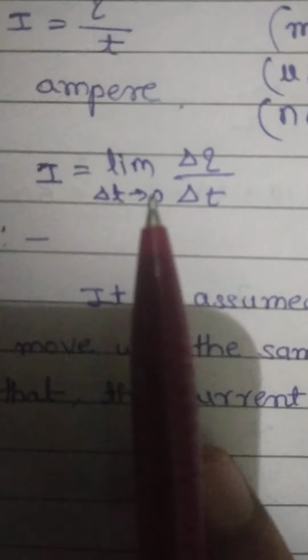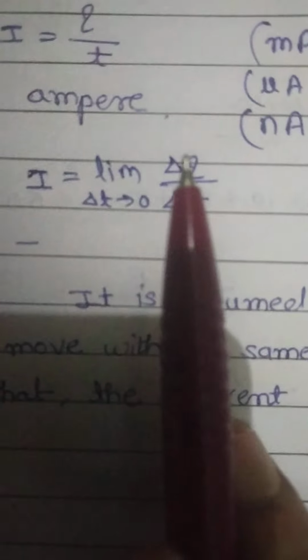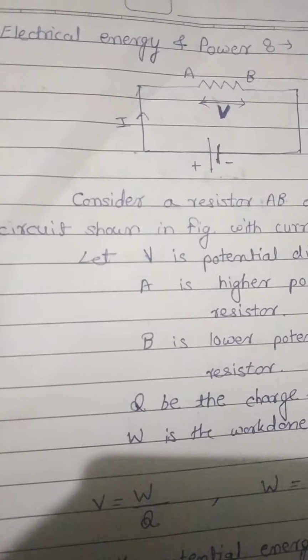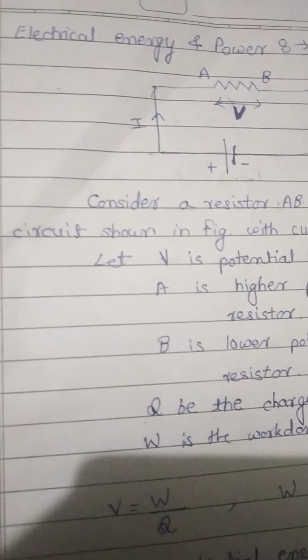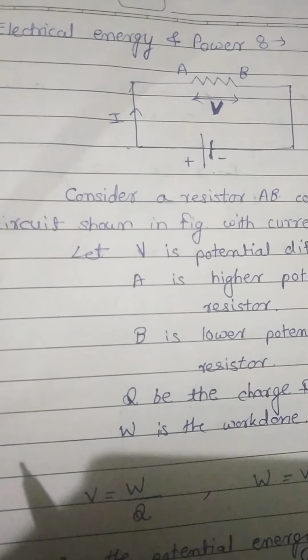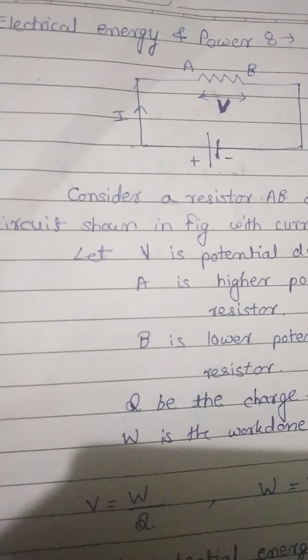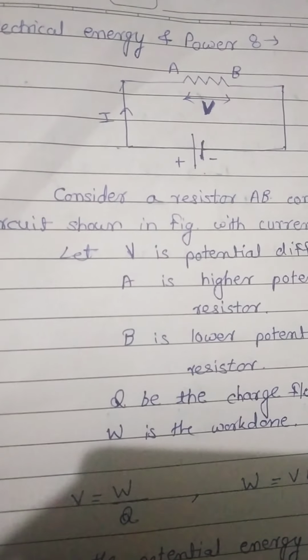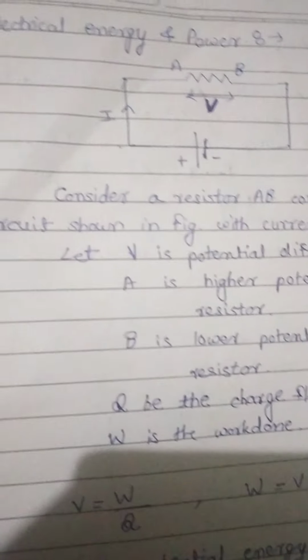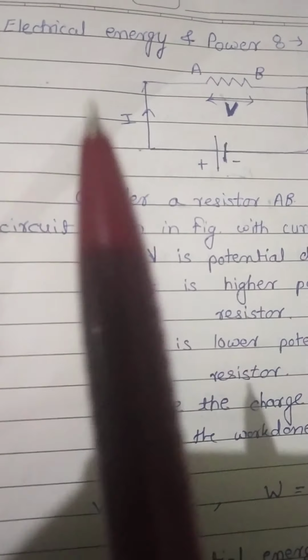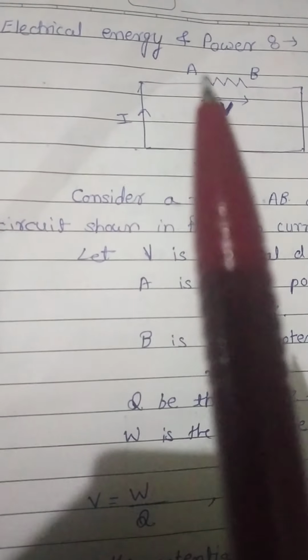Current is also expressed as the limit of the ratio delta Q to delta T, as delta T tends to 0. Our next point in the chapter is electric energy and power. Because of COVID, we omitted some points in this chapter: drift velocity, Ohm's law and limitations of Ohm's law. So we omit this and directly come to our next point, electric energy and power.